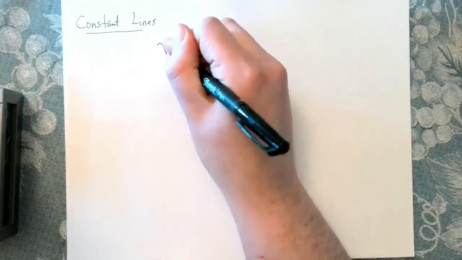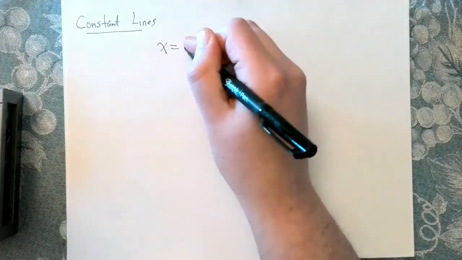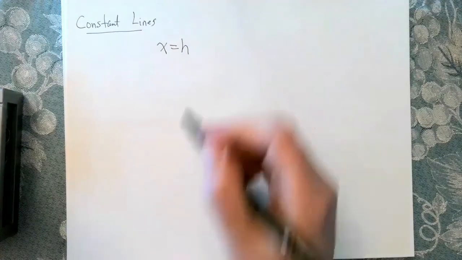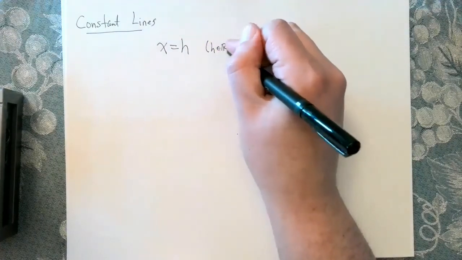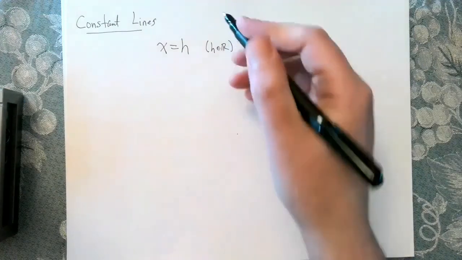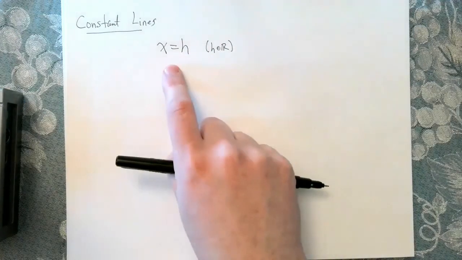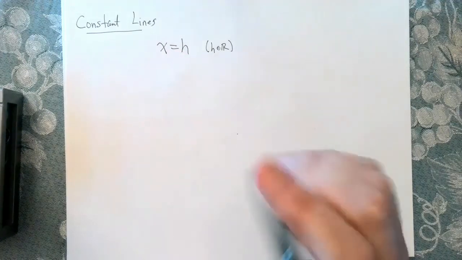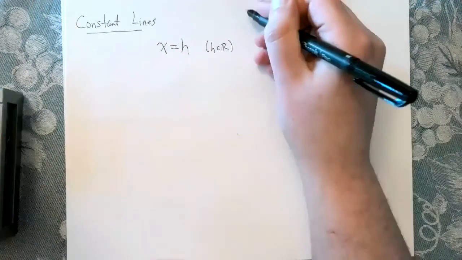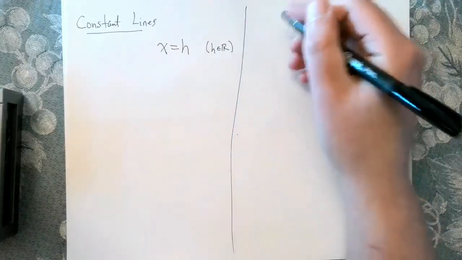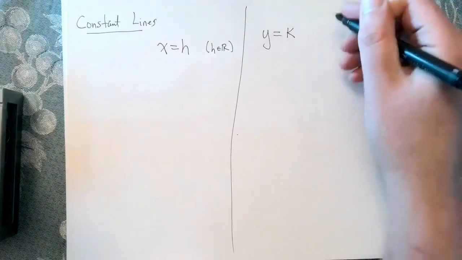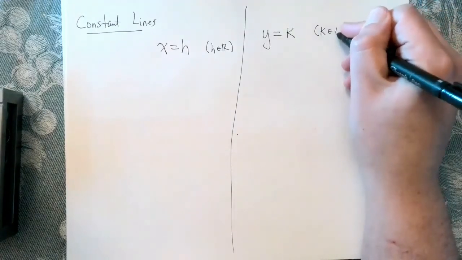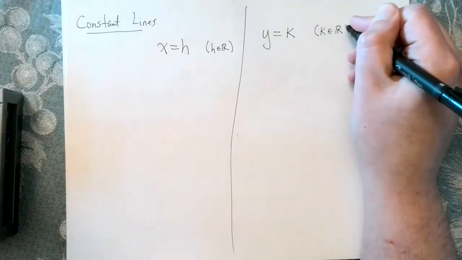For example, x equals a constant, so x equals a number. Let's call that number h. Just keep in mind that h is some real number. Also, to tie in from earlier, these are going to be lines that have infinite or undefined slope. We'll dig into that in just a moment. We also have these constant lines of the form y equals k, where k is a real number. And these will have zero slope.